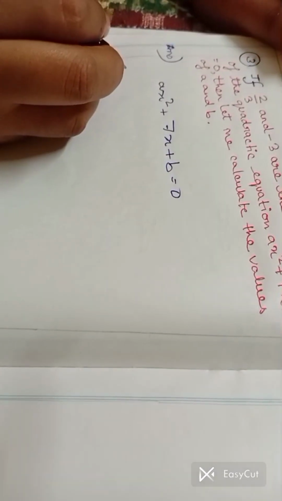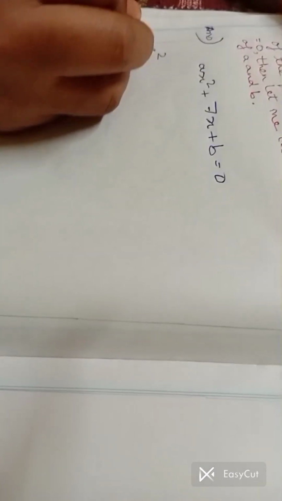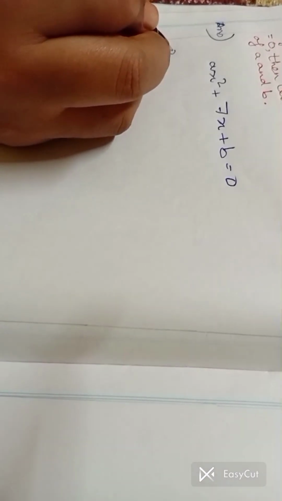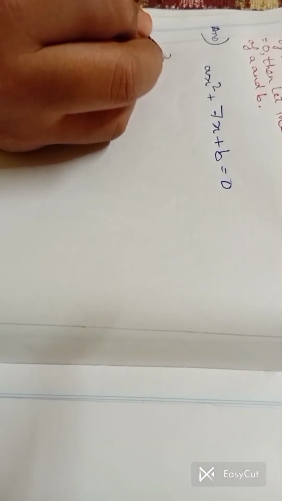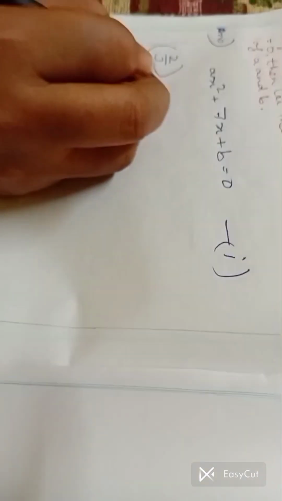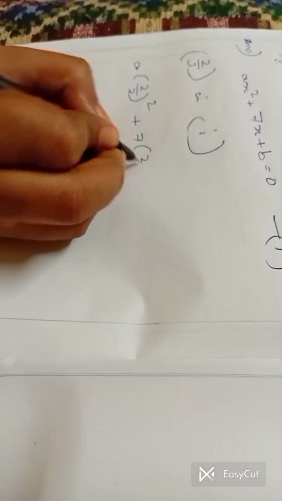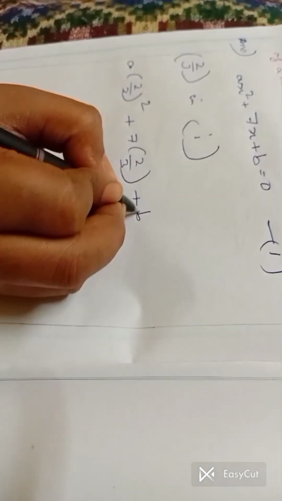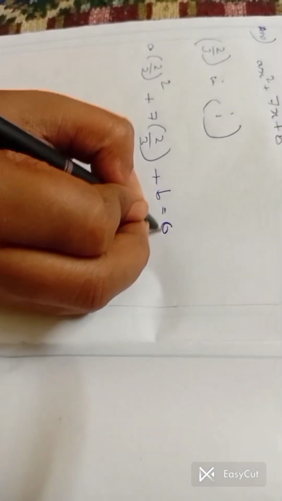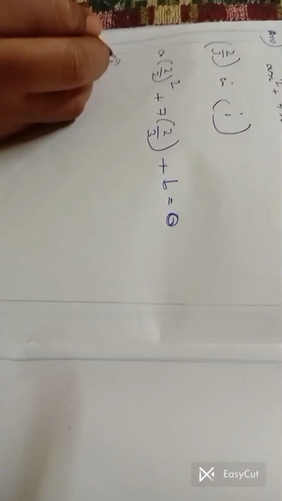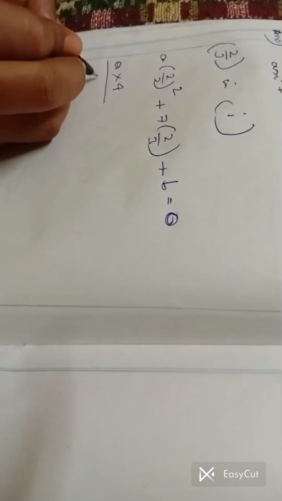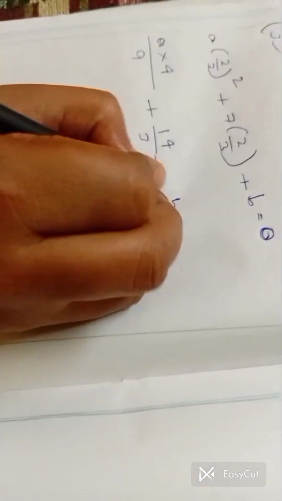So firstly, we put the value of x as 2/3, since in the question it's given that 2/3 and -3 are the roots of the quadratic equation. So if you put 2/3 in equation 1, what do we get? a(2/3)² + 7(2/3) + b = 0. If we solve this, what do we get? a(4/9) + 14/3 + b = 0.